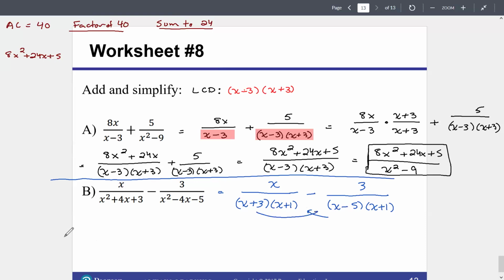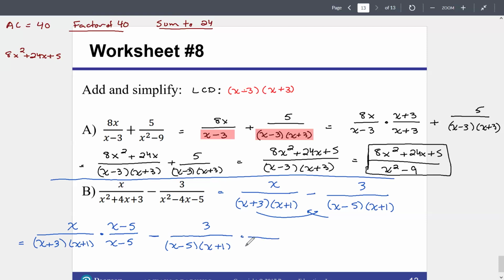So basically I'm going to take those terms, instead of looking for my LCM, I can just say, if I take my x over (x plus 3)(x plus 1), the one thing it's missing on the bottom is that x minus 5 the other side has. So I multiply the top and the bottom. I'm really just taking the missing factor. And then 3 over (x minus 5)(x plus 1). This one over here has an x plus 3 that it doesn't have, so I multiply both sides by the x plus 3.